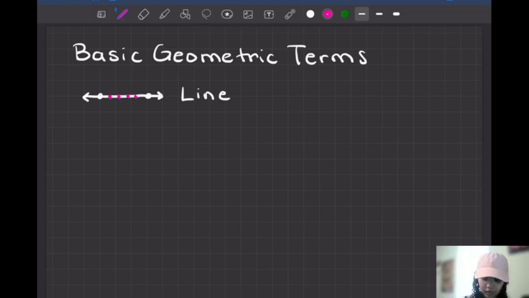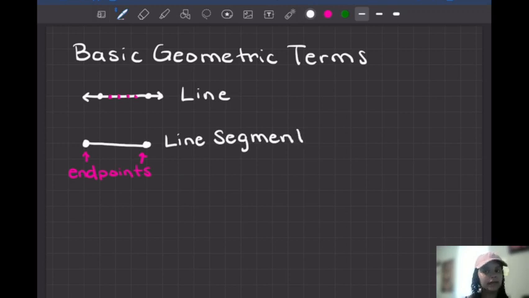A line segment has those two points at the end. These are called endpoints. So a line segment has endpoints, whereas a line does not. A line segment ends somewhere. It's not going to keep going on forever and ever, but a line keeps on going forever and ever.